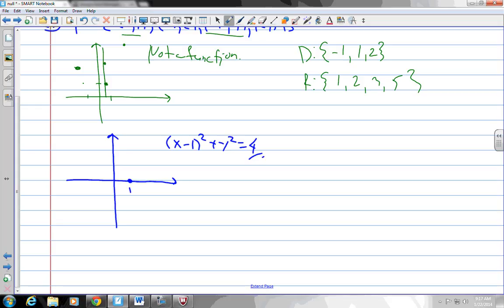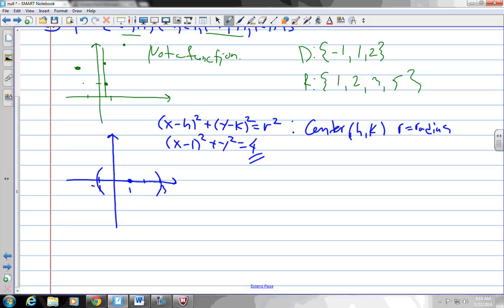What is the radius of that circle? 2. Right? Remember the general equation of the circle, (x minus h) squared plus (y minus k) squared equals r squared, where (h, k) is the center, and r is the radius. So this is the circle of radius 2, right? So we'll do this, radius 2.